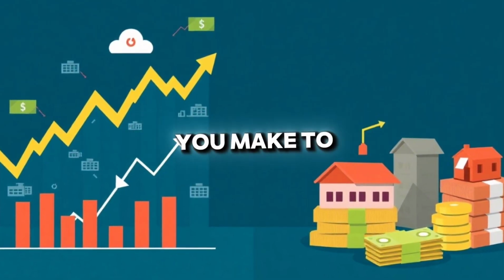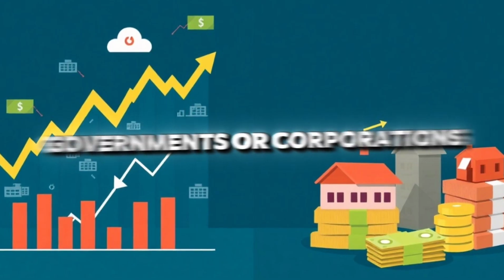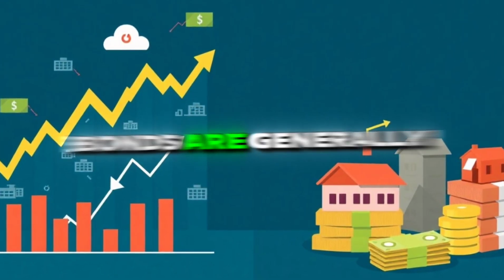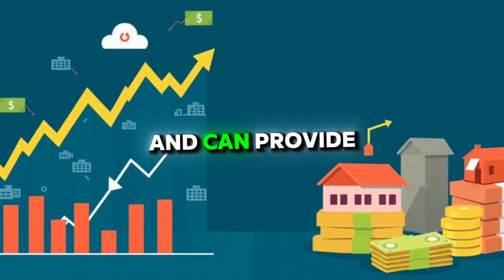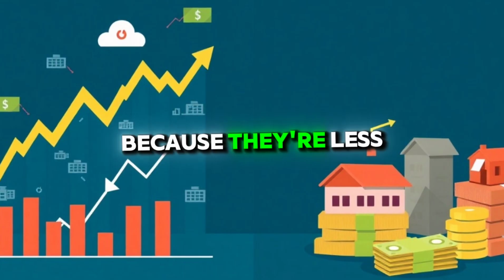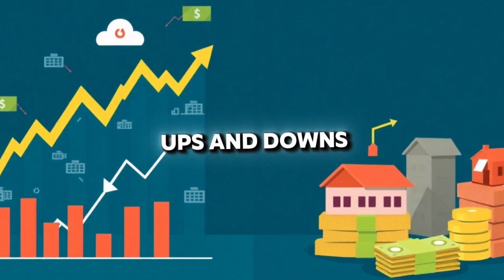Bonds, fixed income securities. Bonds are loans you make to governments or corporations, and in return, they pay you interest over time. Bonds are generally less volatile than stocks and can provide a stable income stream. They are considered safer because they're less affected by market ups and downs.